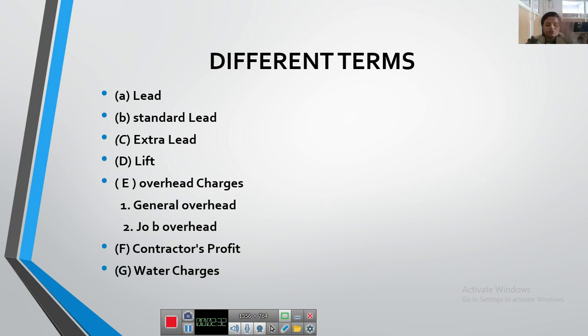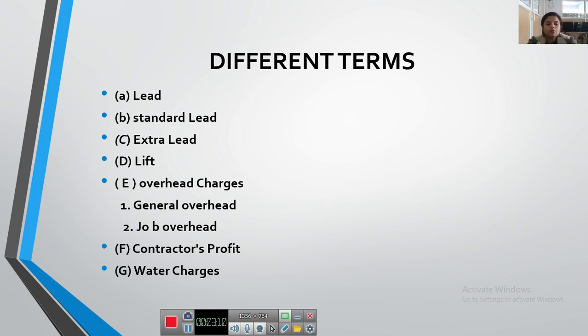Once you have crossed 30 meters, that is your standard lead. After the 30 meters, for every 30 meters you have to pay charges to the contractor for the horizontal transportation. We call that extra lead, because you are paying extra charges to the contractor for the horizontal transportation and handling, so that the material is placed and disposed at the proper location. That will be your extra lead.